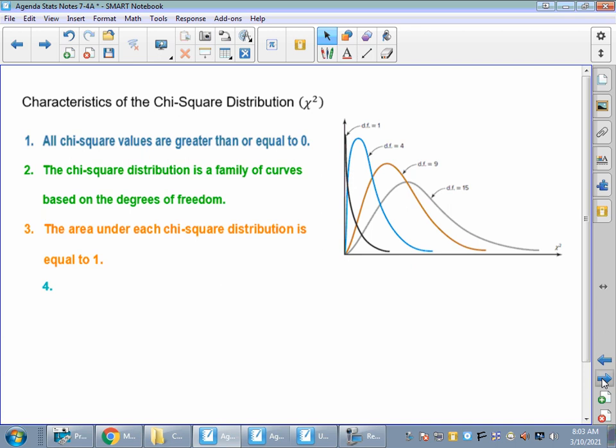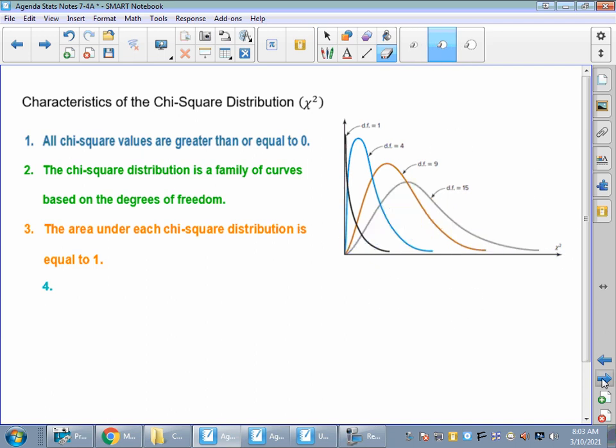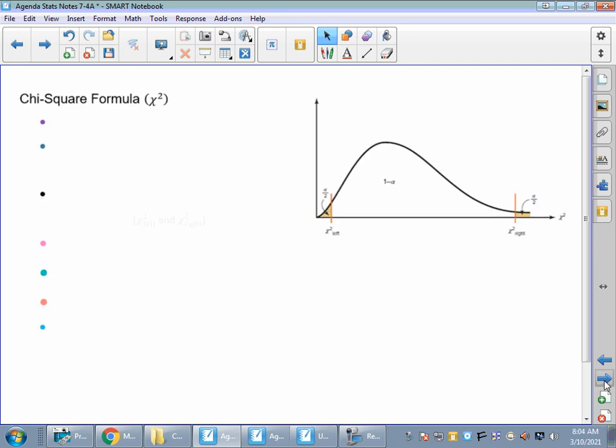The area under each chi-square distribution is equal to 1. We know that, right? That's how our standard Z distribution is. If I just look at this curve right here, this whole area is still equal to 1. So that hasn't changed. It's just a different shape with the positive skew. And last but not least, everything is positively skewed for chi-squares, which I mentioned way up at the start. So that's what a chi-square distribution looks like. Chi-square goes with standard deviation and variance. So here's what the formula looks like.